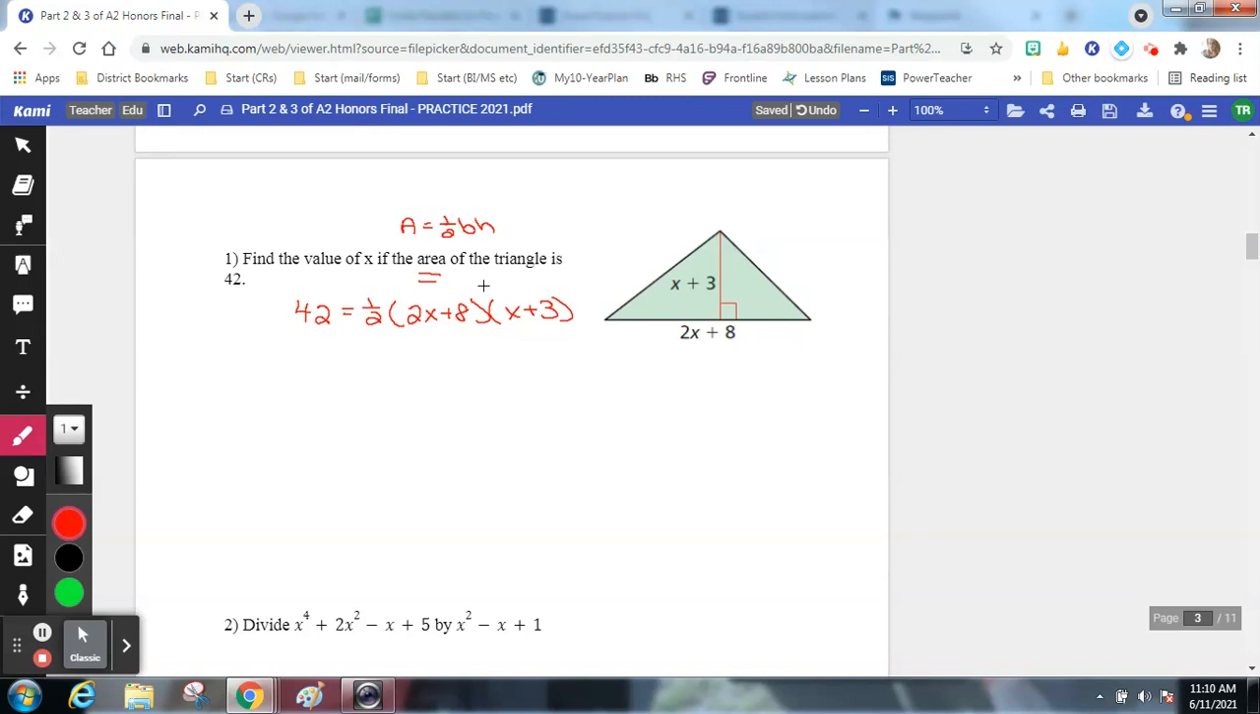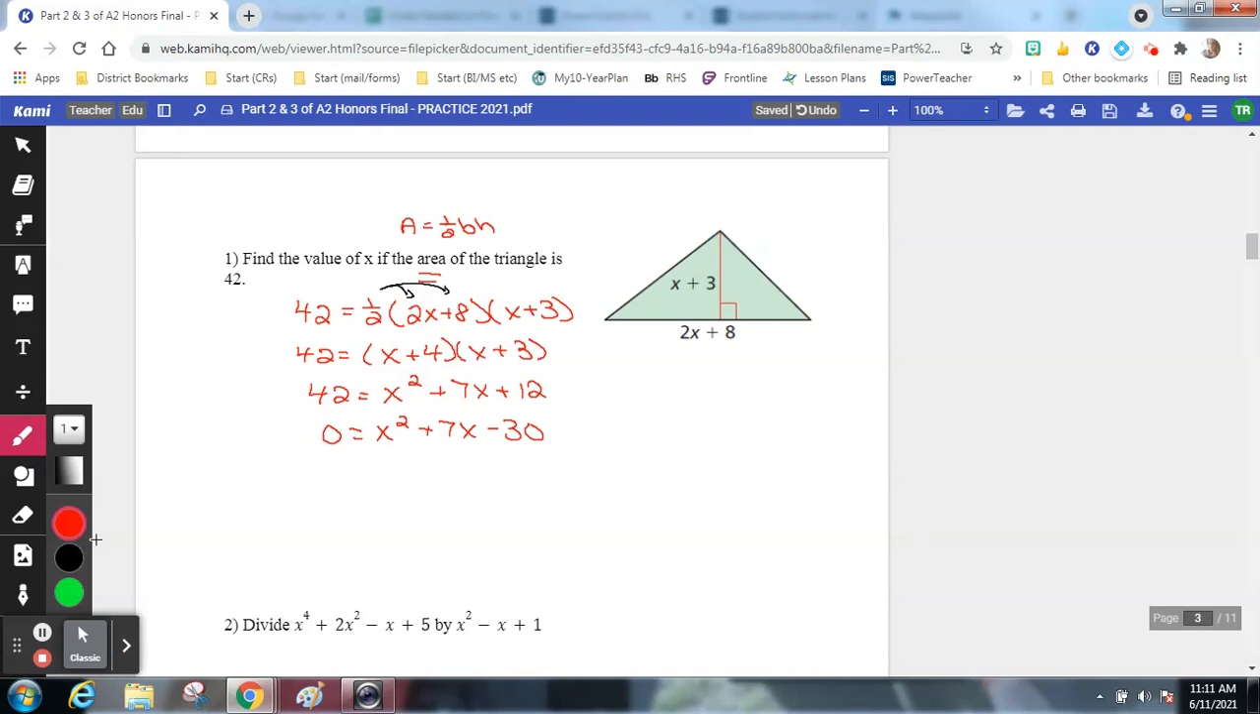Since I see the 2x plus 8 is fairly small, fairly even numbers, I could distribute that half to make things a little easier. A half times 2x is just x. Half times 8 is 4. You do not distribute to the one behind it, only the one touching. Now that's a lot easier for me to do. X plus 4 times x plus 3 is simply x squared plus 7x plus 12. You FOIL that out, combine your like terms, and move the 42 over because I need to solve for x.